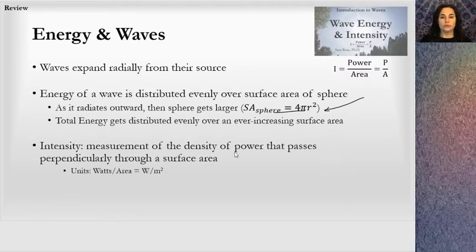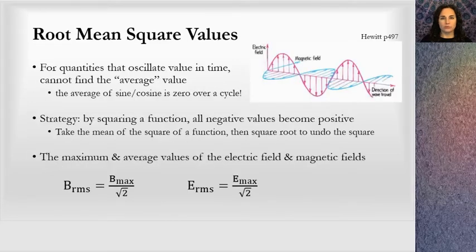Another principle to review here is intensity. It's the measurement of the density of power that passes through an area. And so I have that equation over here, power over area, and we'll be using that equation as we move into light. One thing I wanted to introduce or review as we're moving more towards looking at the electric and magnetic fields in a light wave is root mean square values. And I think root mean square values are kind of nebulous if you don't understand where they come from, but they make complete sense once you do. And so that's why I'm taking a moment to explain it.